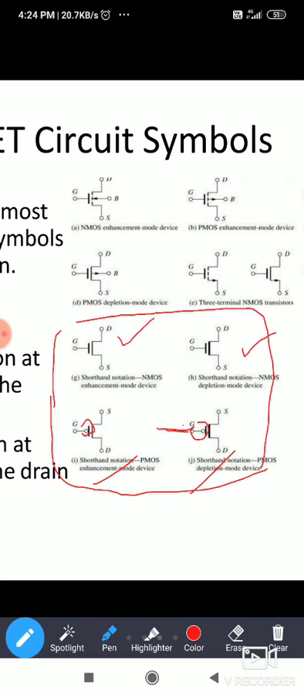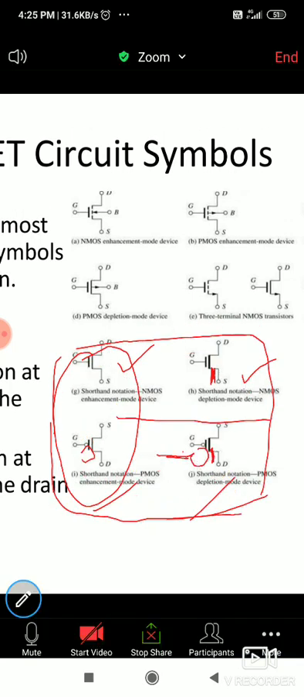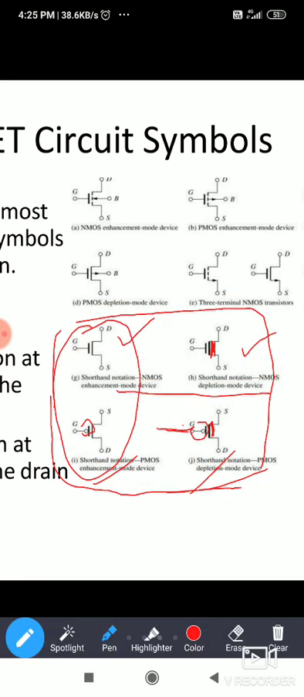And for depletion mode, the thickness is there. See the thickness. Here also in depletion mode, the thickness is there, and PMOS like this. These two are enhancement, these two are depletion, and these two are NMOS, these two are PMOS. That is the main difference you need to know.